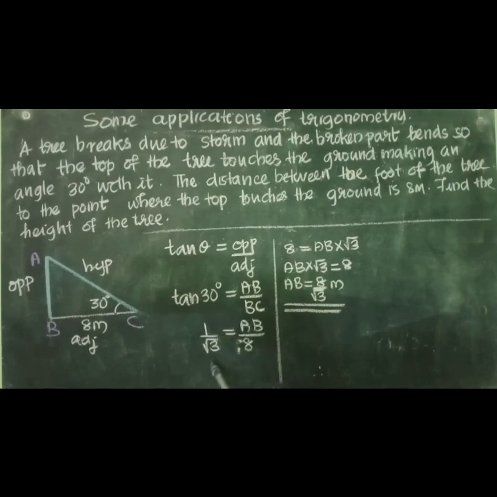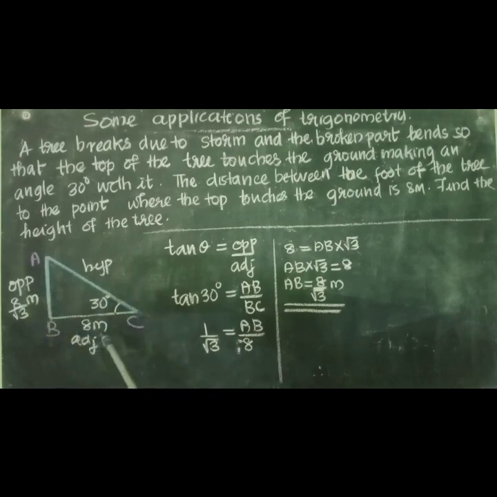Let us cross multiply. We get 8 equal to AB into root 3. Let us change the sides. We get AB into root 3 equal to 8. AB equal to 8 divided by root 3 meter. So we got AB, the opposite side. It is 8 by root 3 meter. Now we need to find out the hypotenuse. Now the opposite side is there, adjacent side is there.